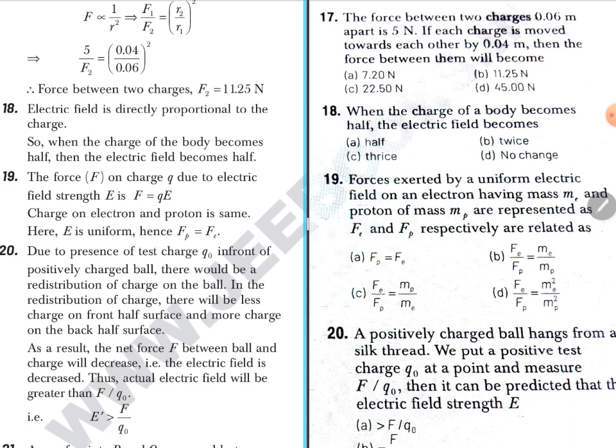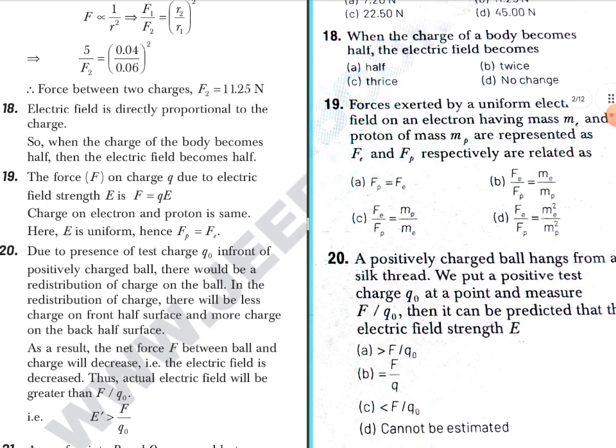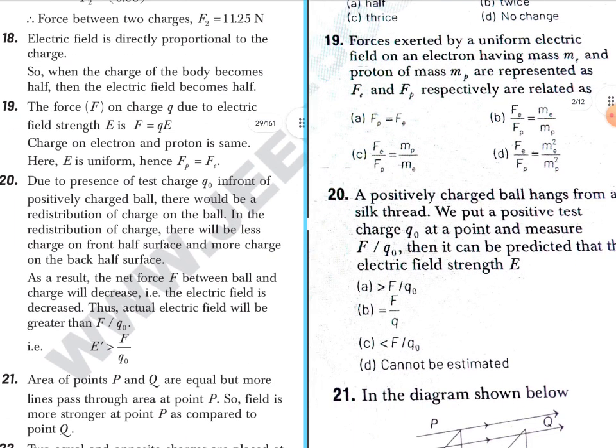So for a given electric field, the mass of the proton is much greater than the mass of the electron, but that doesn't matter, it's not going to affect the force on it. So Fp and Fe are the same. So option number A is the right answer. Let's go to the 20th question.